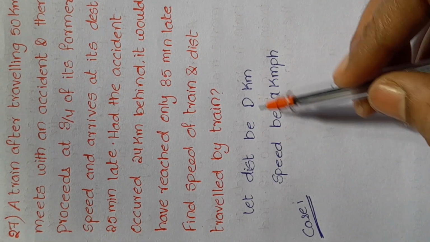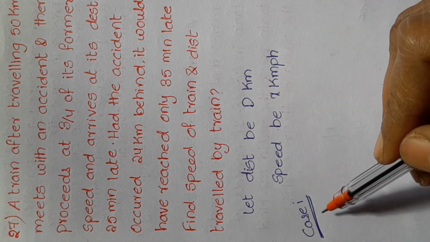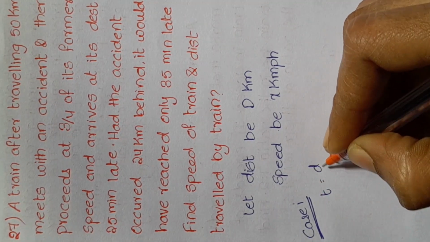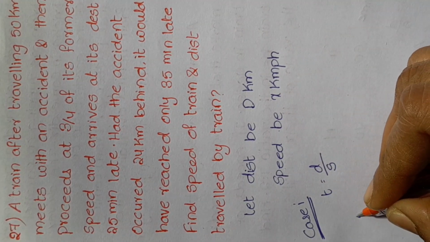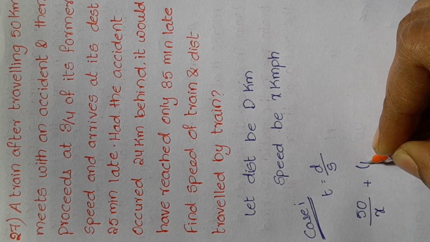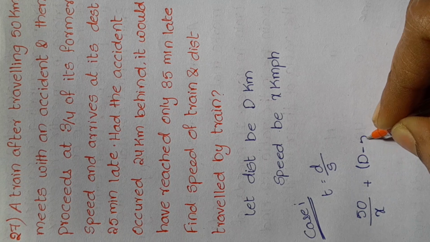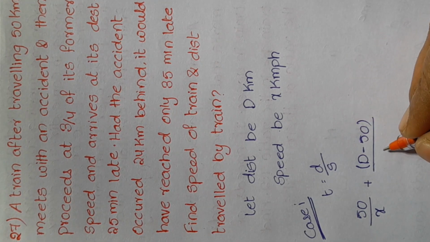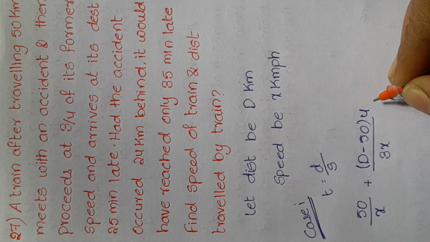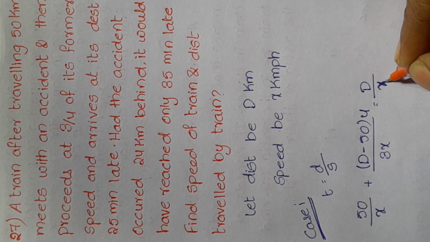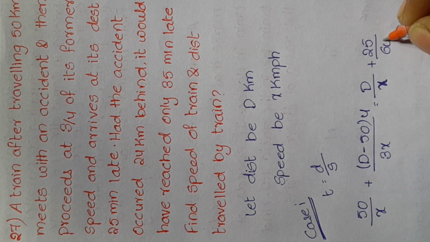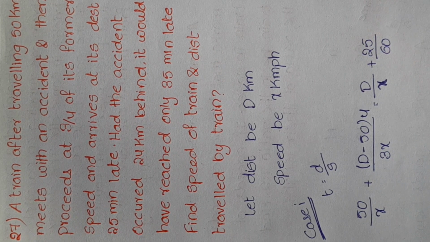Let the distance be d kilometers and speed be x kilometers per hour. Now, in the first case, we know that time is equal to distance by speed. The distance is 50 kilometers by the speed x, plus the remaining distance d minus 50 by the speed 3x by 4, 4 comes to the numerator, is equal to the total distance travelled with x kilometers per hour speed plus 25 by 60. It is 25 minutes late.